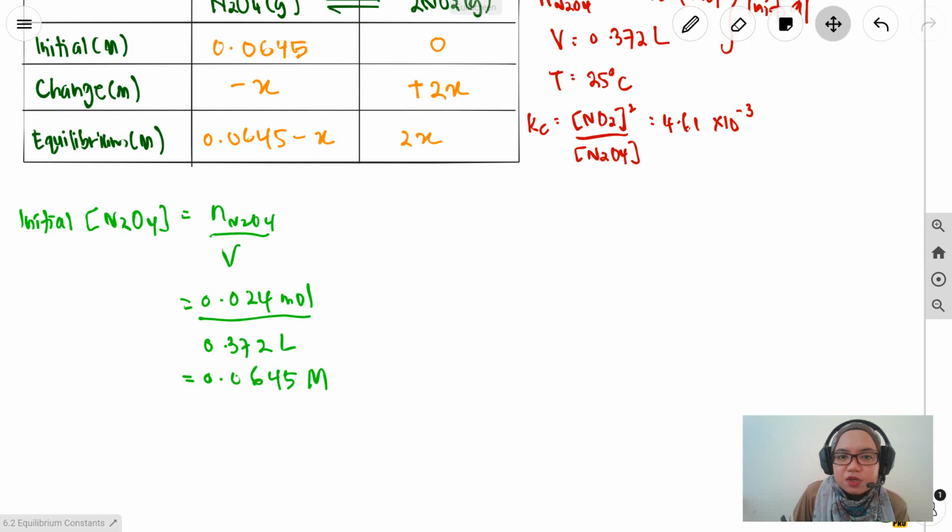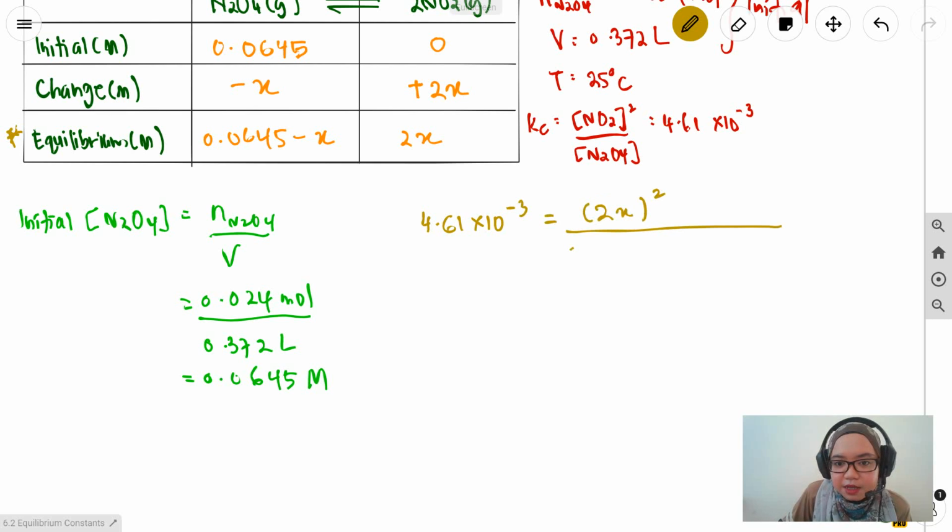So we know that Kc is equal to the concentration of NO2 squared divided by the concentration of N2O4, which equals 4.61 times 10 to the negative 3. So we are going to focus here at equilibrium, right? Substitute this unknown into this. So we will get 4.61 times 10 to the power of negative 3 equals 2x squared divided by 0.0645 minus x.